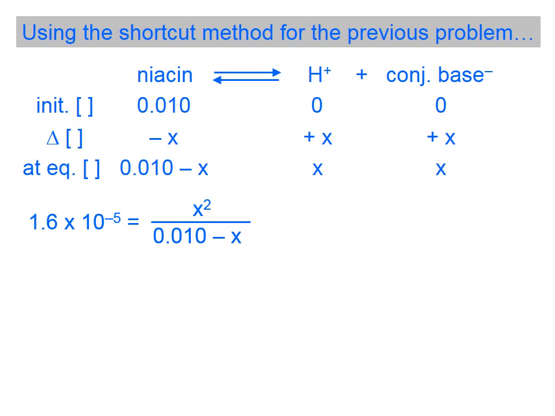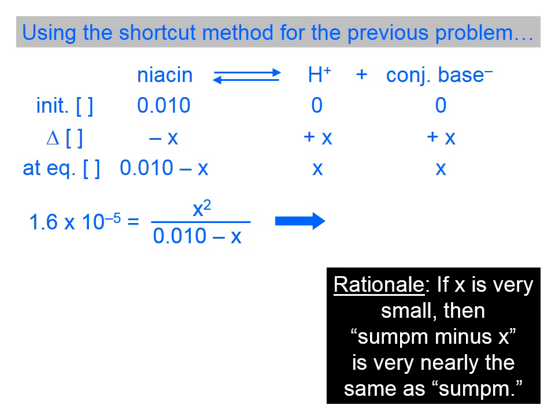The shortcut will go something like this. Here's our Ka value, 1.6 times 10 to the negative 5th. There we have products. There we have reactants, just like we have on the previous slide. Here's the rationale behind the shortcut. If x is very small, then something minus x is very nearly the same as something. And of course, for those of you who are not native English speakers, this something here is my course abbreviation for something. Something minus x is very nearly the same as something if x is very small.